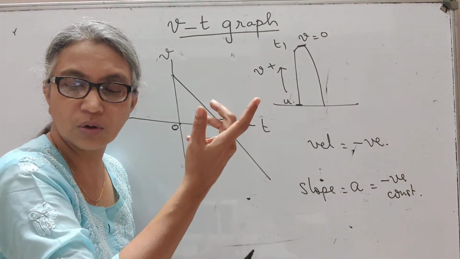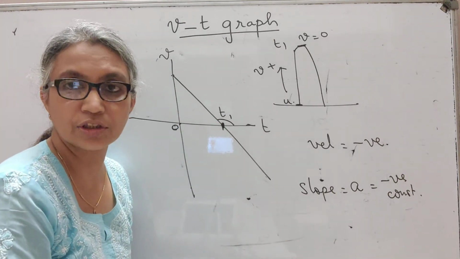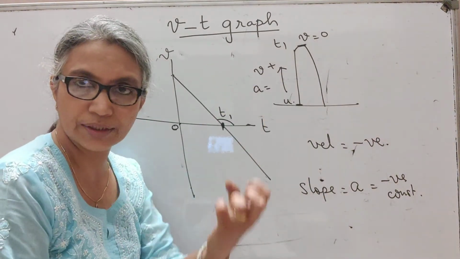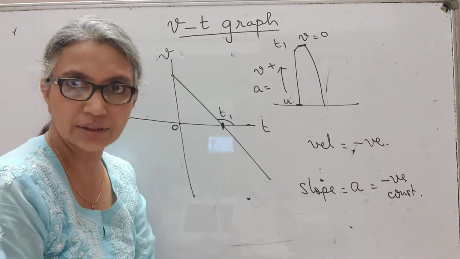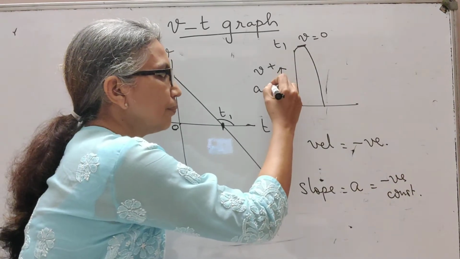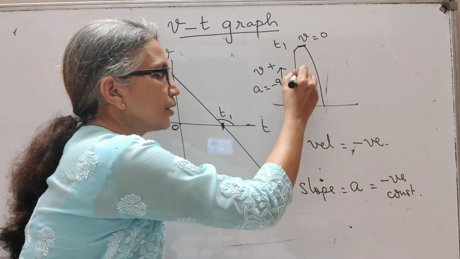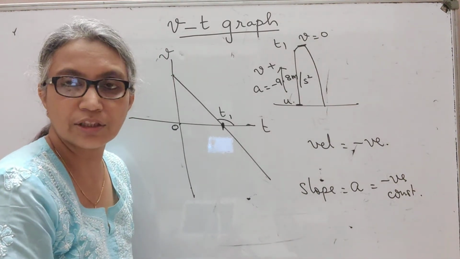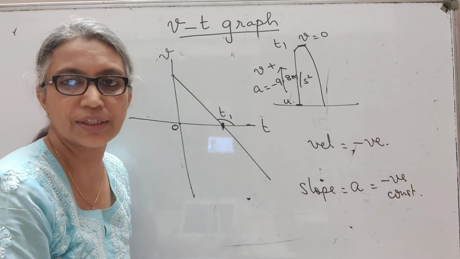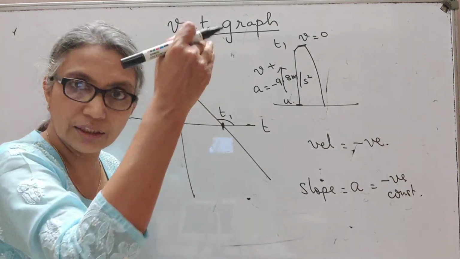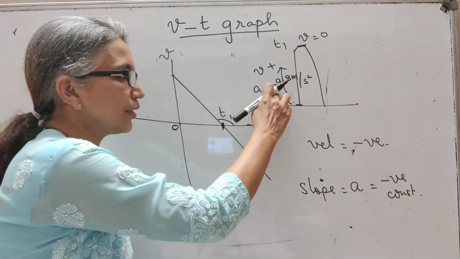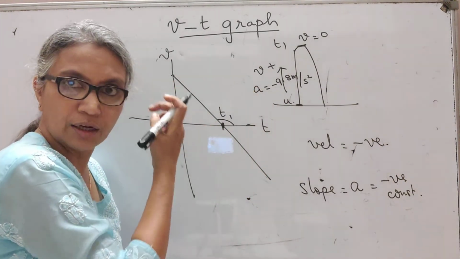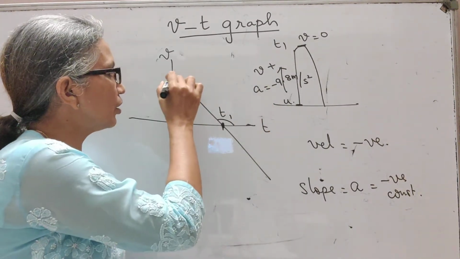But a body that is being thrown up is acted upon by acceleration due to gravity, which you already know. Acceleration due to gravity is always towards the center of the earth, that is downward. So that is always minus 9.8 meter per second square. I hope you have already learned that in 9th standard. Acceleration due to gravity has a constant value, always 9.8 meter per second square, and it is always directed downwards. So it's negative.